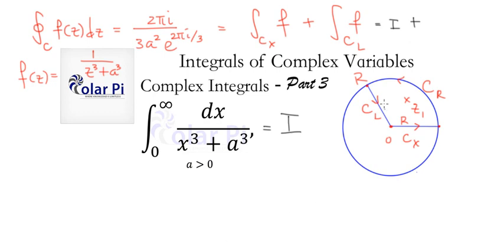Now the integral over CL, we can approach the following way, which is, let's say the z in polar coordinates is r e to the i theta. Well, notice that when we're on CL, we're on a specific theta, namely 120 degrees.